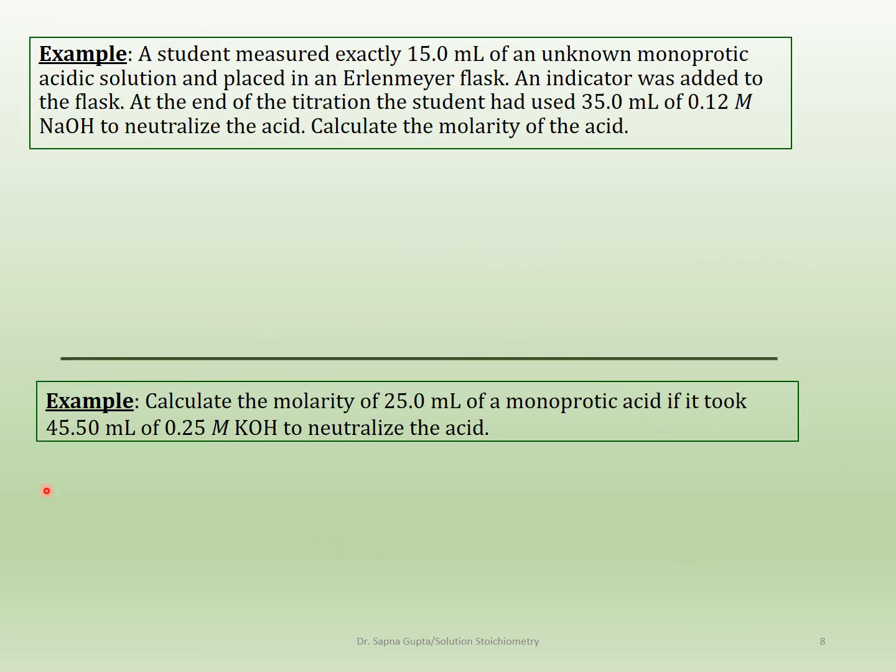The next couple problems that we have are for acid-base titration. We have done precipitation, we have done redox, and so now the only thing that is remaining is acid-base. So let's see what we have. A student measured exactly 15.0 milliliters of an unknown monoprotic acid, placed it in an Erlenmeyer flask, added the indicator, did the titration, and at the end, the student had added 35.0 milliliters of 0.12 molar sodium hydroxide to neutralize the acid. Calculate the molarity of the acid.